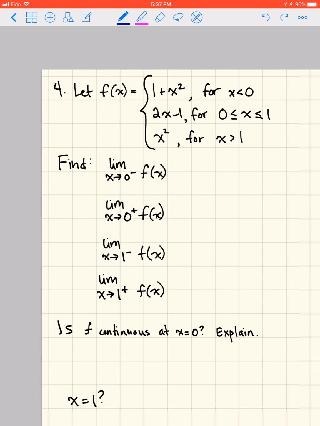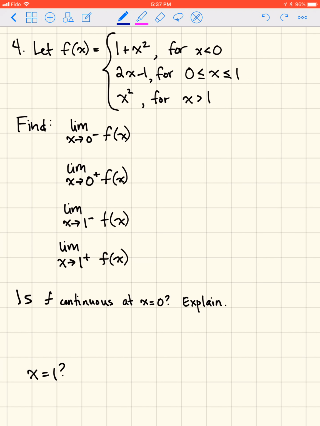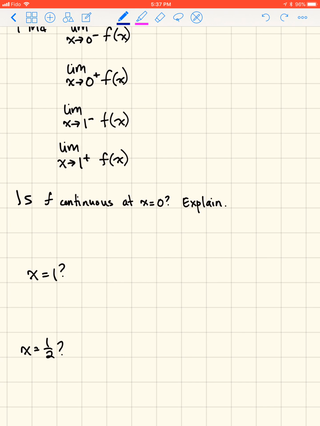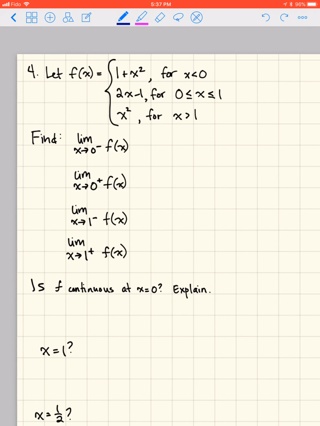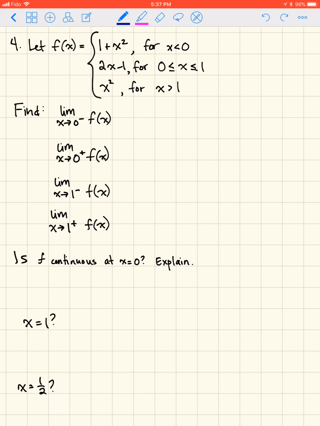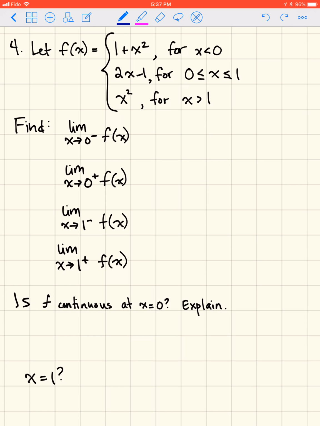So first the question asks us to find 4 limits, so let's do that. Well, I'll tell you what the whole question is. First we find 4 limits, then we need to find if f is continuous at 3 different points, x equals 0, 1, and a half, and we have to explain why or why not at each of those 3 points. The universal law of homework says that there'll probably be 3 different answers for those 3 points. But we'll leave that alone for a minute.